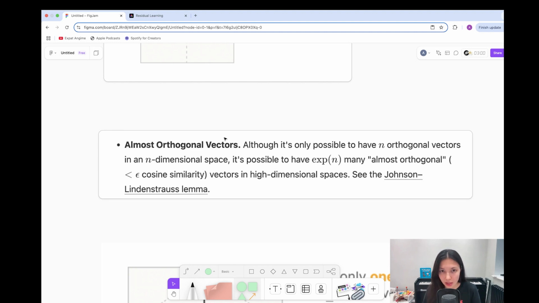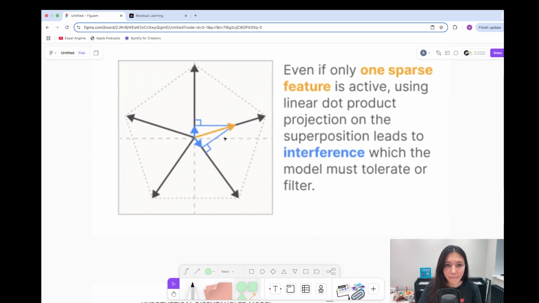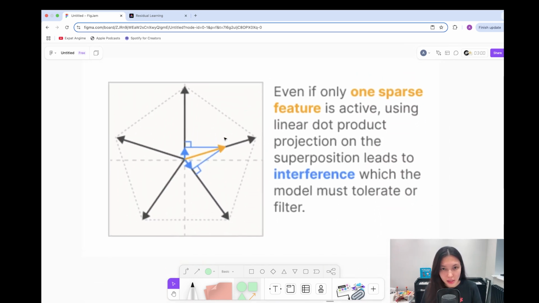And the property that the model exploits to represent more features than it has neurons is about almost orthogonal vectors. That says, although it's only possible to have n orthogonal vectors in an n-dimensional space, it's possible to have exponential in n many almost orthogonal vectors in high-dimensional spaces. So this is an illustration of this. Again, we have an activation space of 2 dimensions, so we expect to have only 2 basis directions. However, the model wants to represent 5 features, and it does it using this property of almost orthogonal directions.